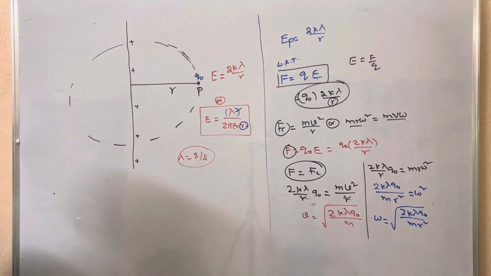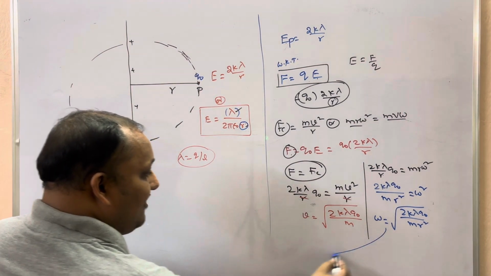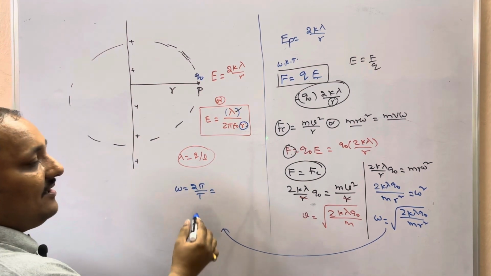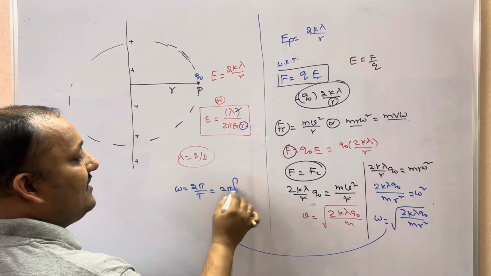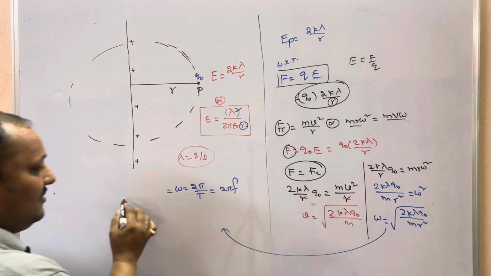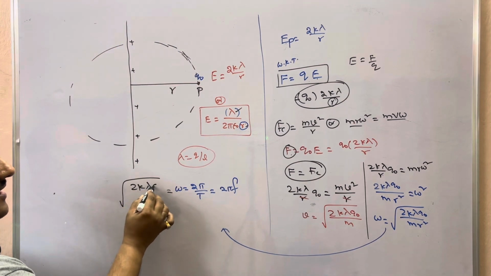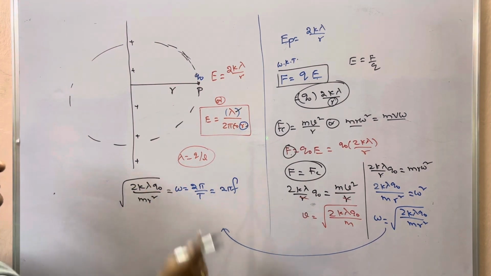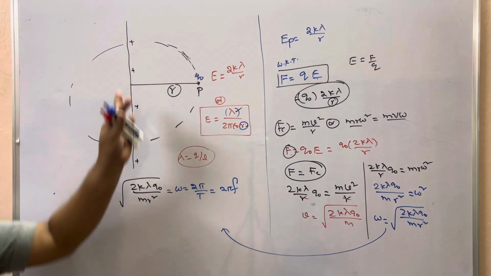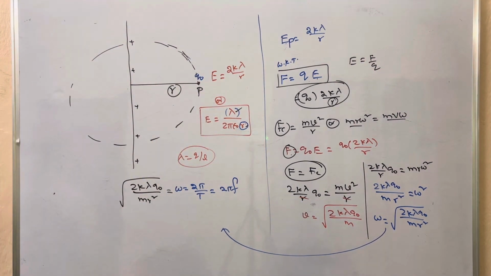Sometimes they will ask the time period. Whenever they are asking the time period, what is the formula? Omega is equal to 2 pi by T. If they are asking frequency, omega is equal to 2 pi f. Now what is this omega? Already we came to know from here: root of 2k lambda Q naught by m r square. Like this they are going to ask the questions. At that time we should remember the electric field at a distance r due to an infinite wire. If you remember that formula, all these problems will become easy for you.